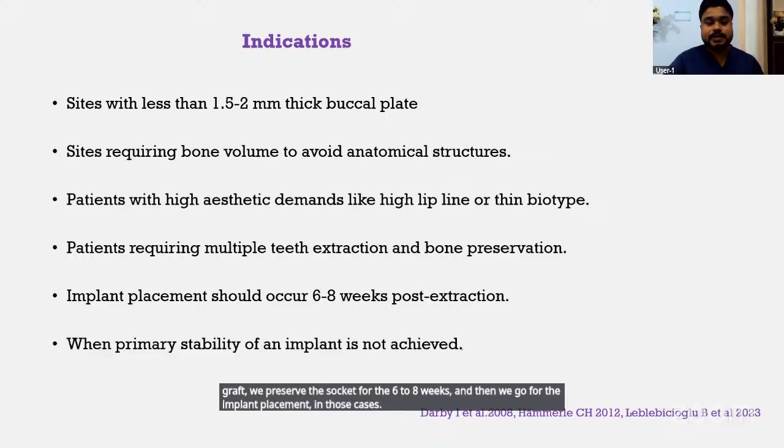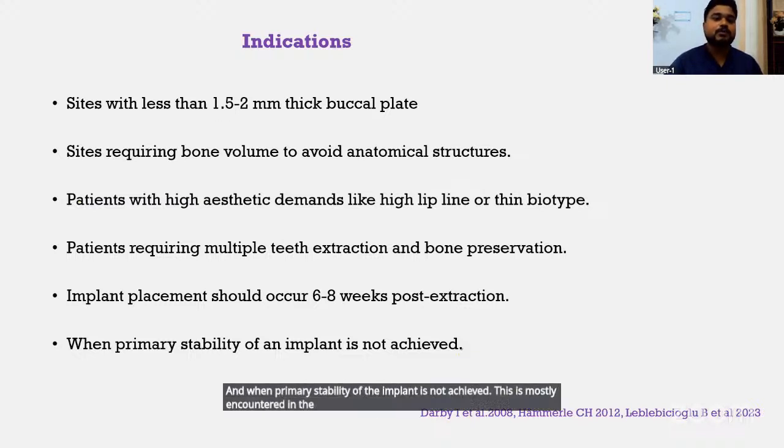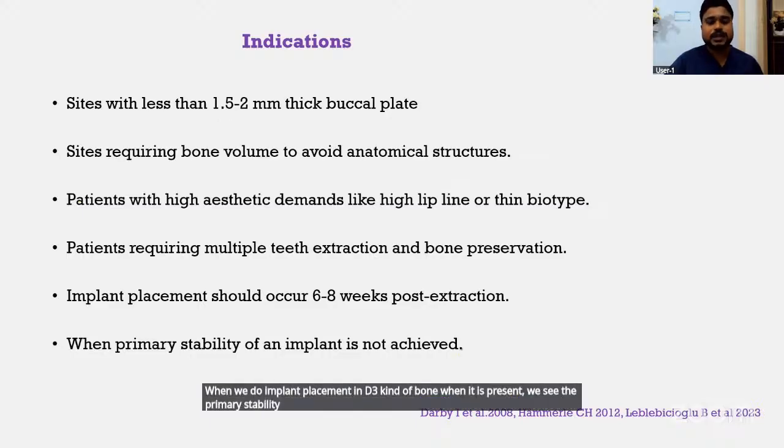And when primary stability of the implant is not achieved, this is mostly encountered in cases of bone type D3. When we do implant placement in D3 bone, primary stability is hard to achieve. In those kinds of cases, we can remove the implant and do alveolar ridge preservation. Again, wait for 6 to 8 weeks and then go for the implant placement.